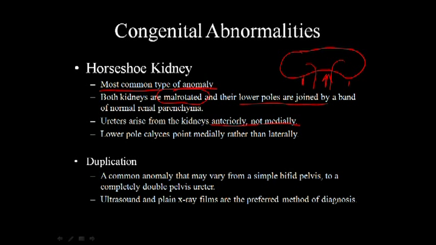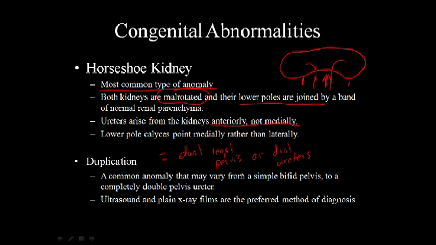see both joined together. Also, we have duplication, which is a common anomaly that may vary from a simple bifid pelvis to completely double pelvis ureter. And so basically, you can have dual renal pelvis, or you can have dual ureters. Either one of these would be basically what we would call duplication. So either way, this is typically what you're going to see.